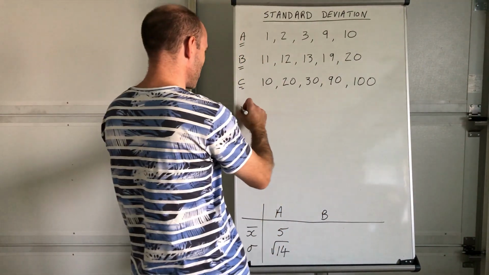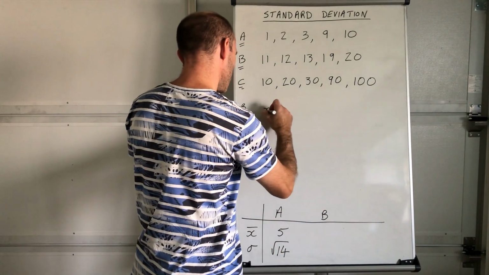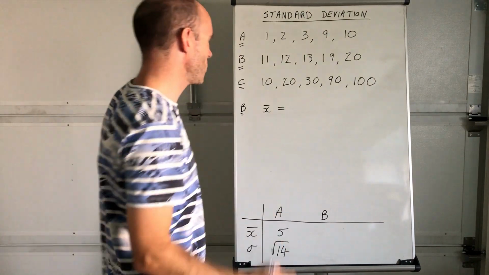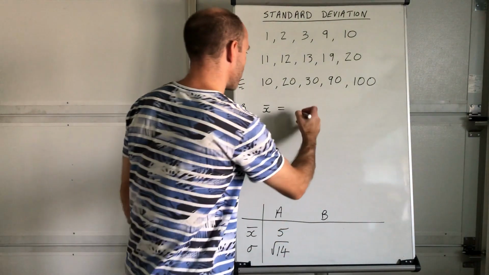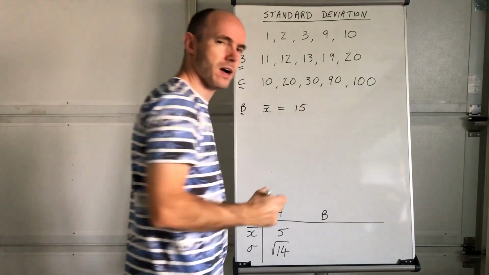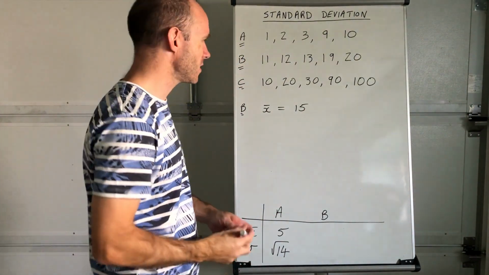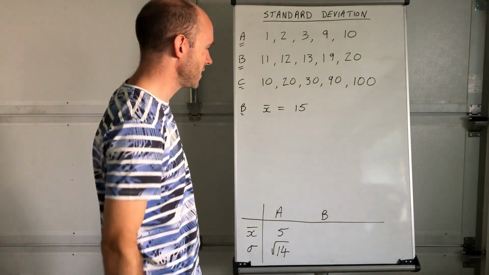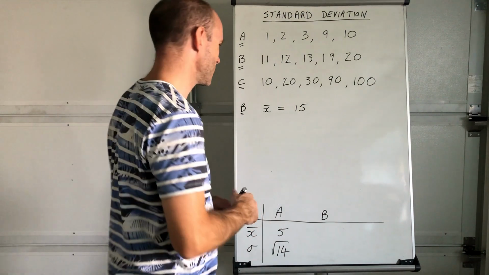Right, let's do data set B. Same again, let's work out the mean. What do you get when you work out the mean of those? You should get 15. Is there any way you could have predicted the mean was 15 without actually working it out? Just think about it.